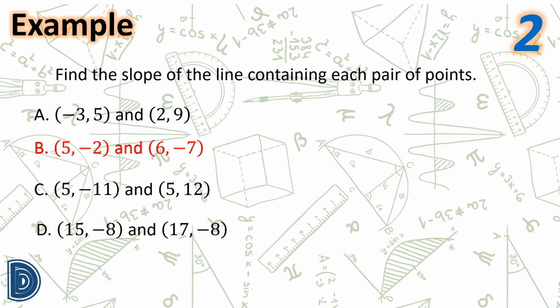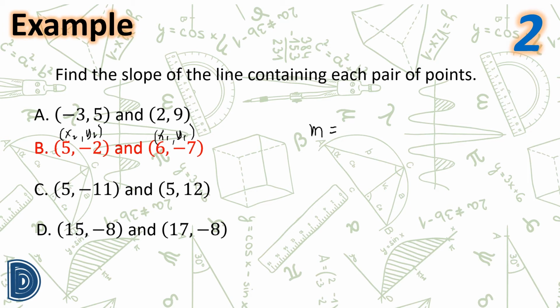Next, let us have letter B. 5, negative 2, and 6, negative 7. It doesn't matter which point we choose to represent x sub 1, y sub 1, or x sub 2, y sub 2. This time, let us have 6, negative 7 as x sub 1, y sub 1, and 5, negative 2 as x sub 2, y sub 2.